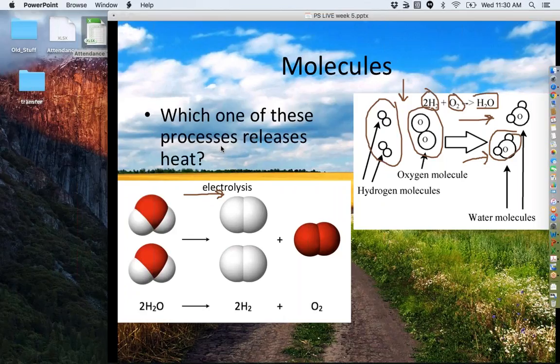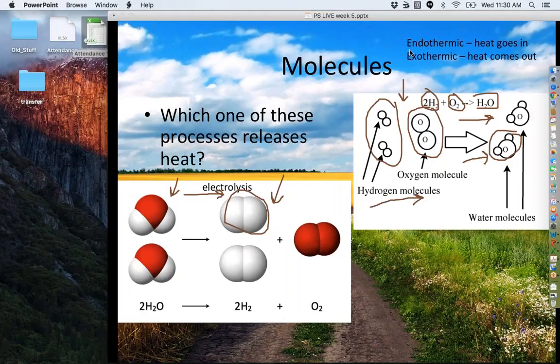And so it's time now to remember, and you guys have already told me, that the process on the right is the one that releases heat. This is the one that absorbs heat. In fact, you remember I needed a battery to break water apart, right? So I was putting energy in from the battery to separate those water molecules into their constituent elements. But the reverse process actually releases that heat back out to the environment.